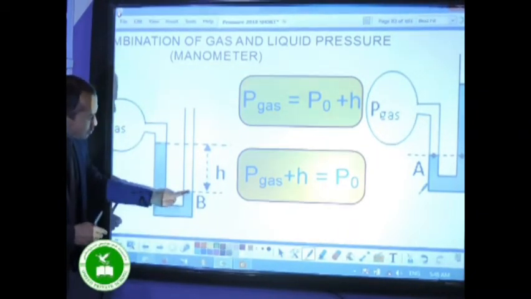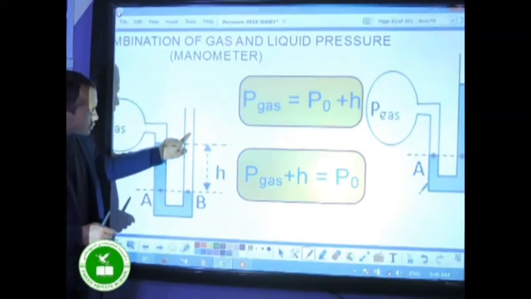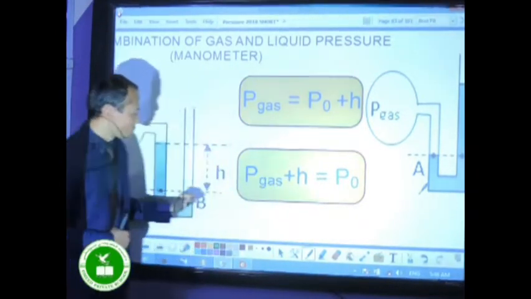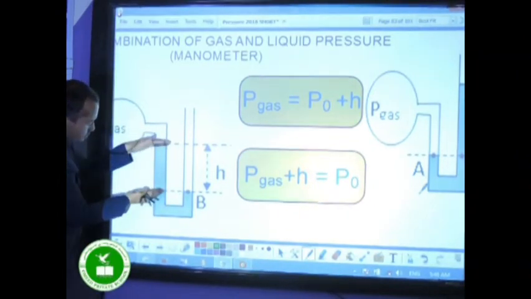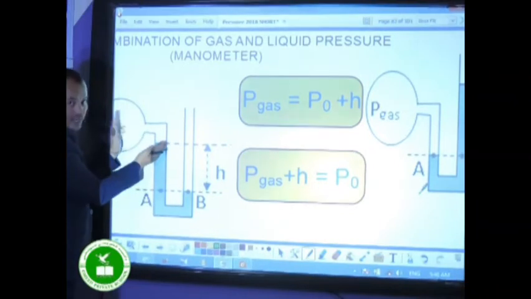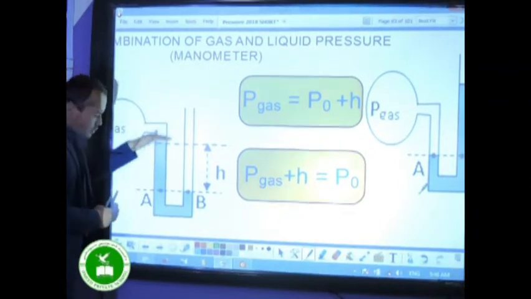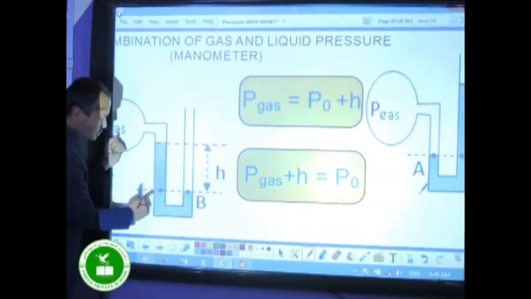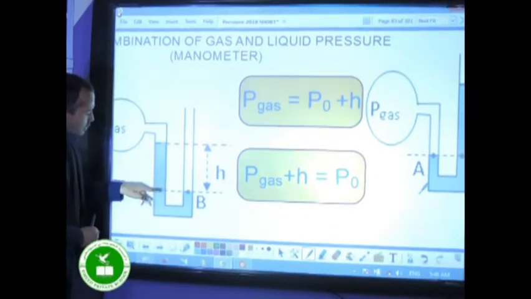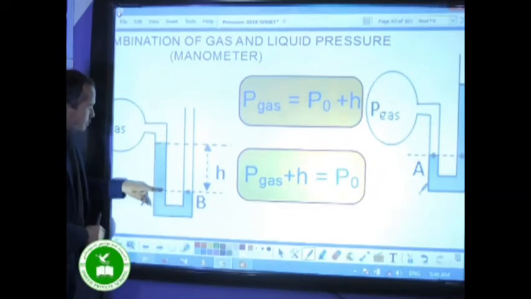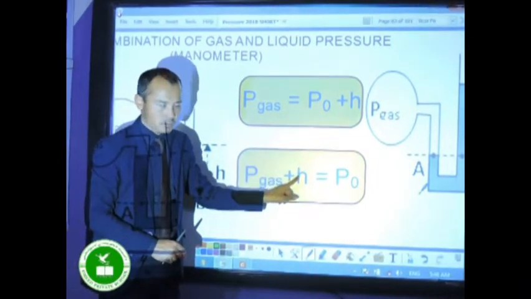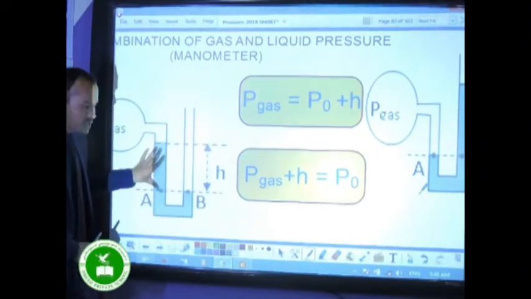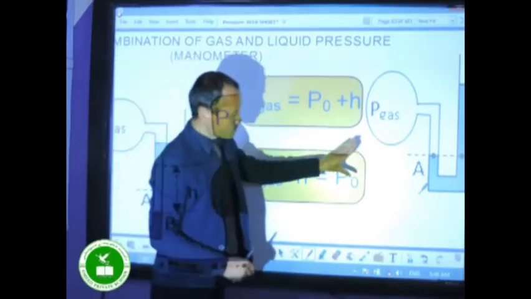Then how do we calculate? Pressure on this point is P0. P0 is equal to pressure on this point, which is pressure of this liquid plus pressure of this gas. This gas also applies pressure here. So total pressure on this point will be pressure of liquid plus pressure of gas, where H means the height of this mercury.